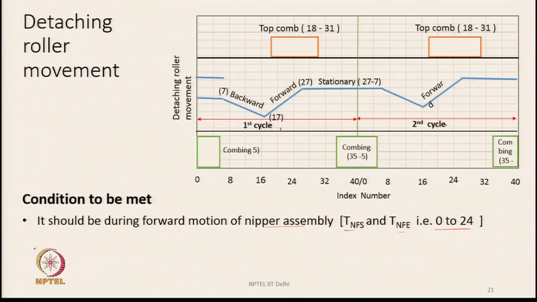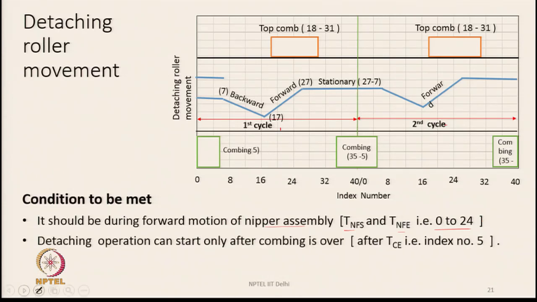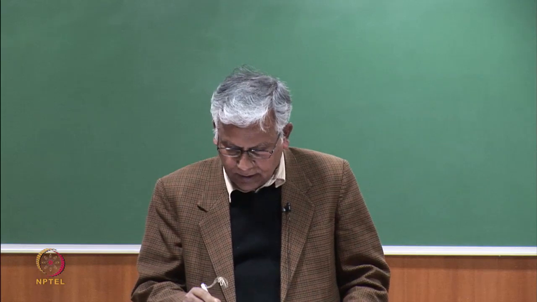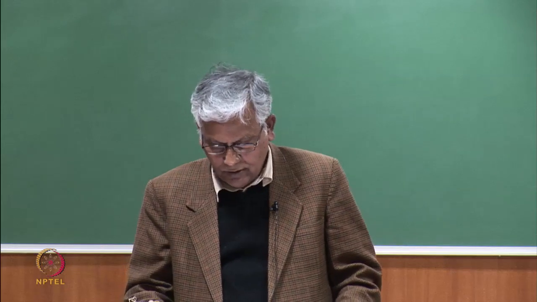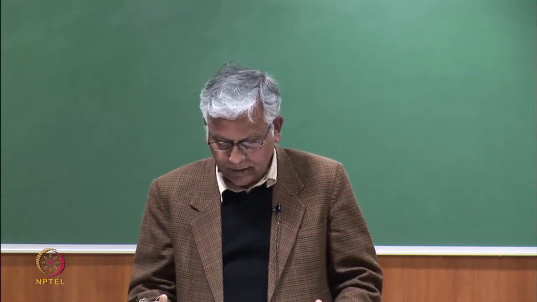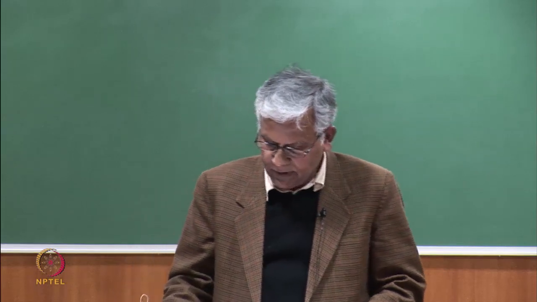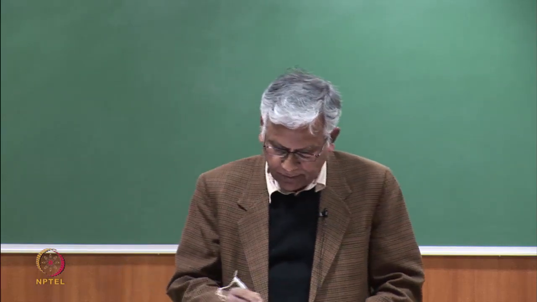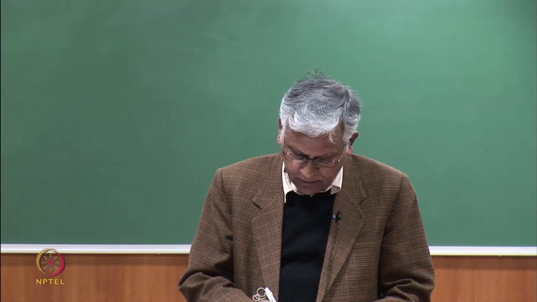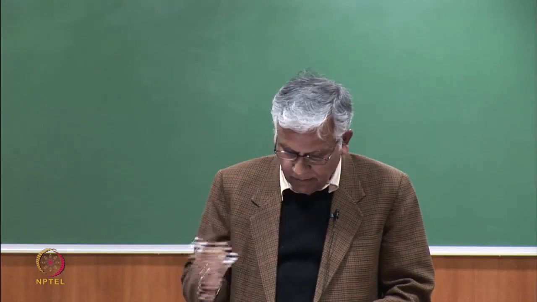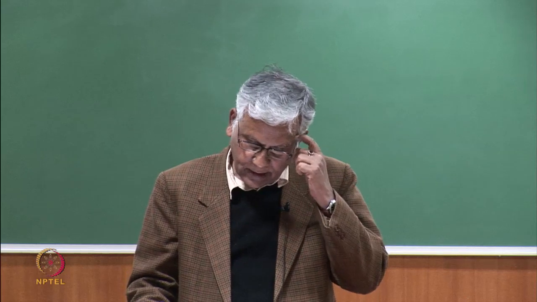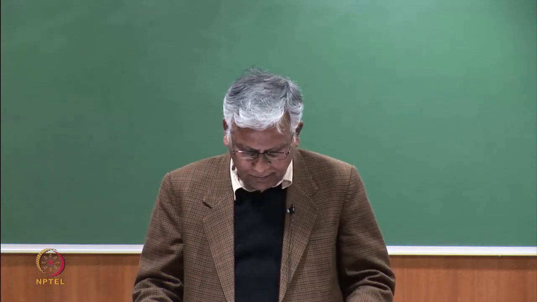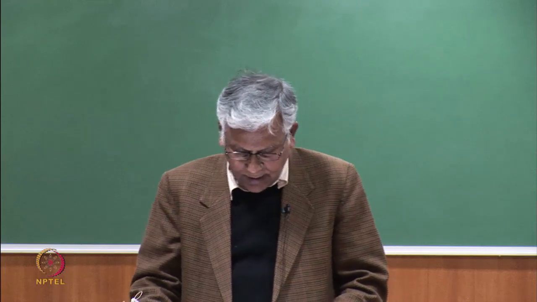The second point is detaching operation can start only after combing is over. So, we have to make sure that we cannot have detaching between the timing 35 to 5 while combing is going on. So, this is the timing when we have to always avoid, that is after TC, that is index number 5. Only after that. So, time available is from 5 to 24. If we look at this time, the time available is therefore 5 to 24, that is equivalent to 19 index number.